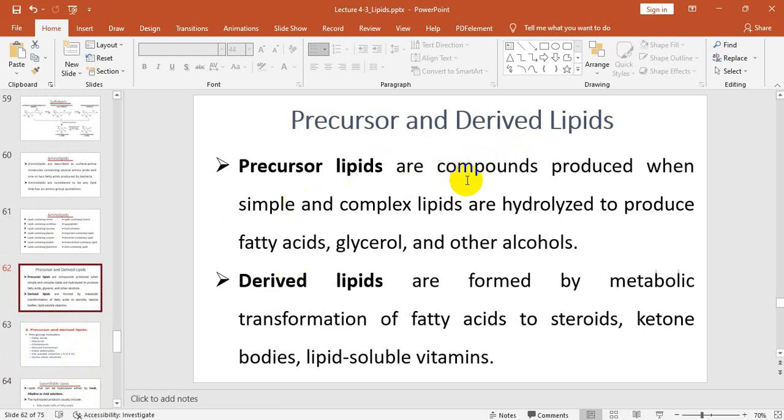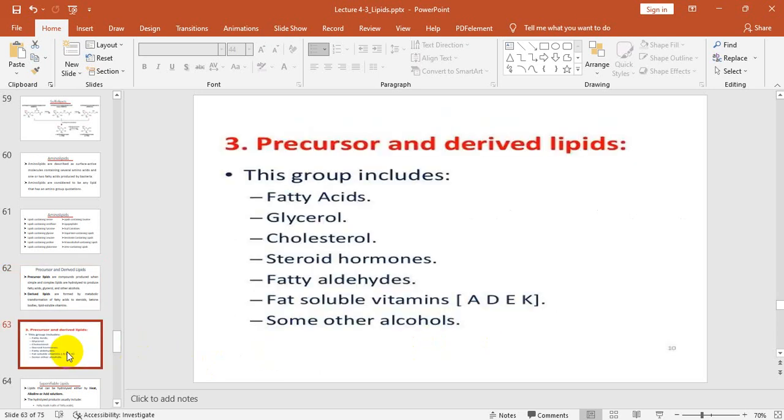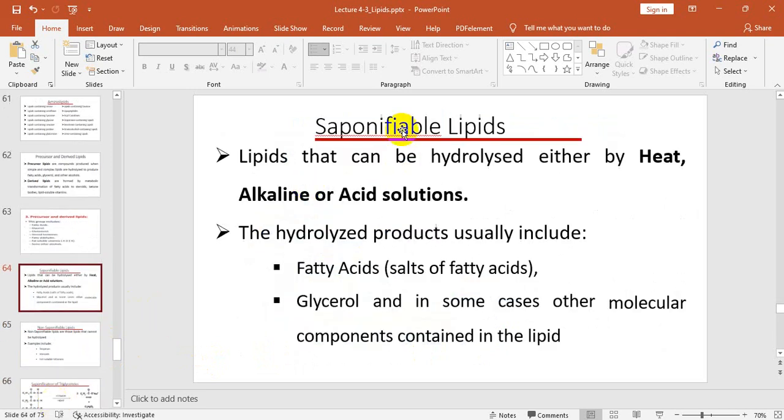Precursor lipids are compounds produced when simple and complex lipids are hydrolyzed or broken down to produce fatty acids, glycerol, and other alcohols. And derived lipids are formed by metabolic transformation of fatty acids to steroids, ketone bodies, lipids. So I've explained this already. Precursor lipids. So these are examples of precursor lipids. Lipids that can be hydrolyzed either by heat, alkaline, or acid solutions.